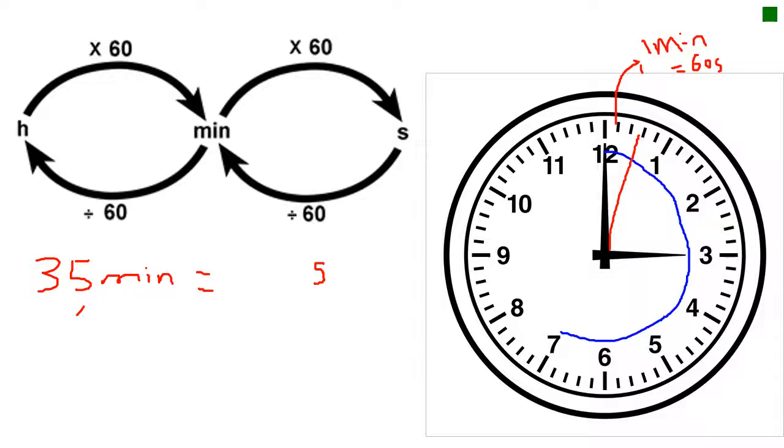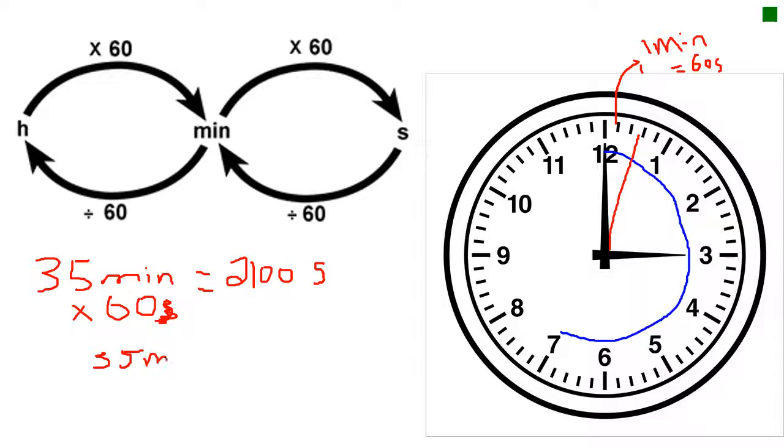So 35, because each one of those minutes represents 60 seconds as well. So 35 times 60, where 60 is just a conversion factor, will give us 2,100 seconds.